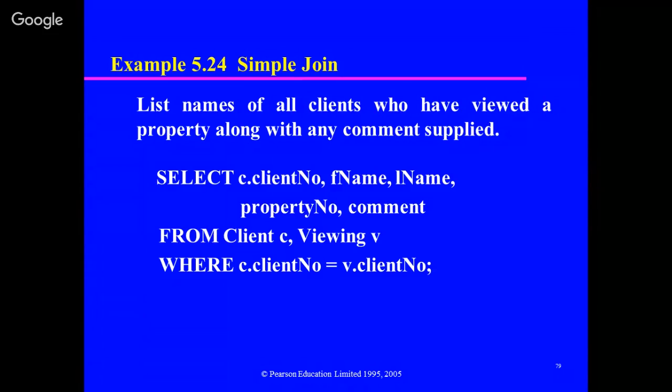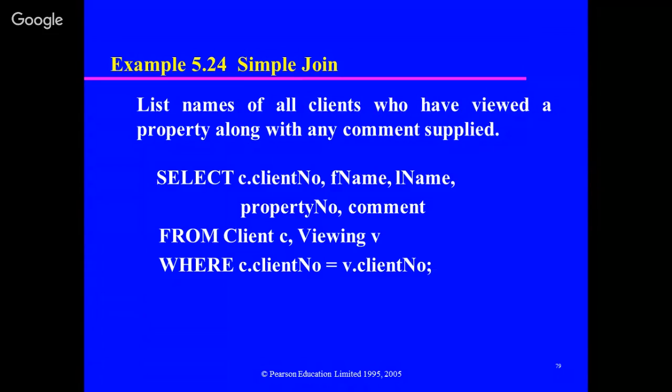As you can see in the first line, in the select clause, I can include all the attributes from more than one table. In this particular example, I am displaying client name, first name and last name, from the first table. Property number and comments are coming from the second table. So I want to know what are the comments given by each client when they looked at the property.